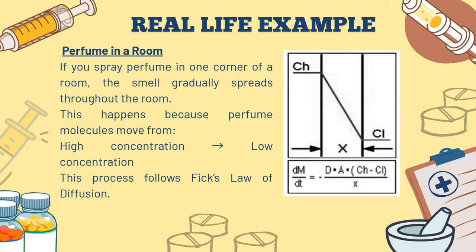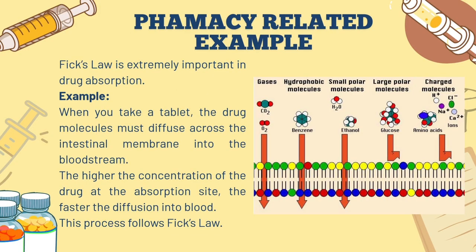Now let's discuss a real life example, that is perfume in a room. If you spray perfume in one corner of a room, the smell gradually spreads throughout the room. This happens because perfume molecules move from high concentration to low concentration. This process follows Fick's law of diffusion. Now let's discuss how it is related to pharmacy.